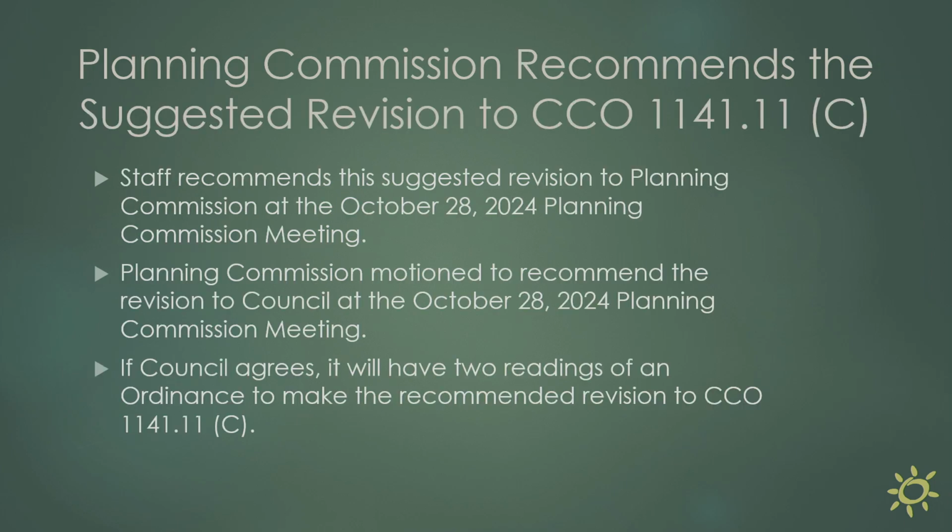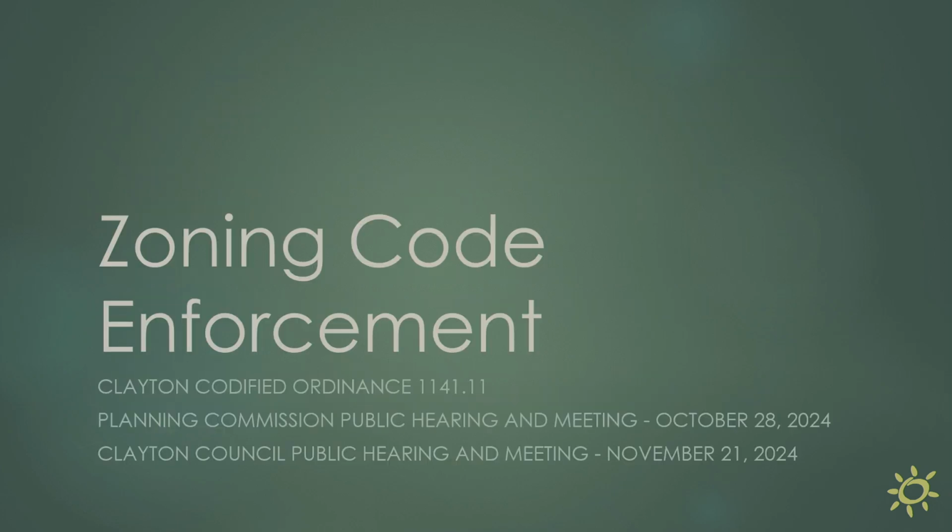Planning Commission recommends the suggested revision to Clayton Codified Ordinance 1141.11, Section C. Staff recommended this suggested revision to Planning Commission at the October 28th, 2024 meeting, and Planning Commission motioned to recommend the revision to City Council at that same meeting. If council agrees, it will have two readings of an ordinance to make the recommended revision to Clayton Codified Ordinance 1141.11, Section C.